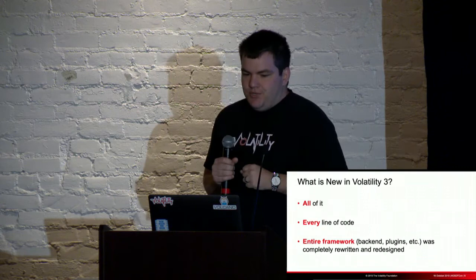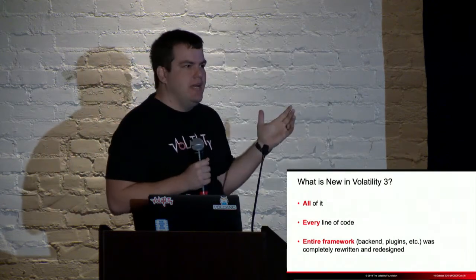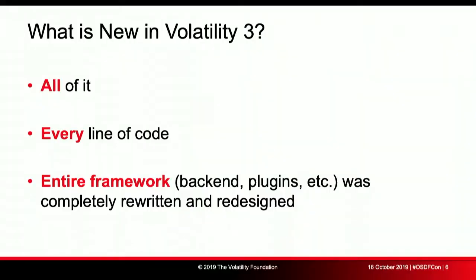So with that said, what's new in Volatility 3? It's literally everything. We started from line 0. We reused no code. Didn't use any APIs. We're rewriting all the plugins. The entire backend was rewritten. Everything was rewritten and redesigned with those goals in mind that I just talked about. So 8 years from now, 10 years from now, Volatility 3 will still be something that we can use in real investigations.